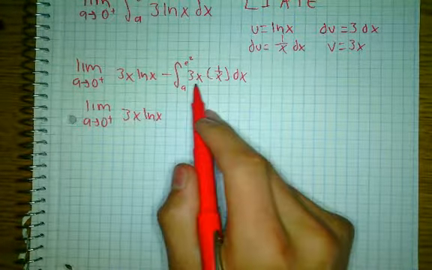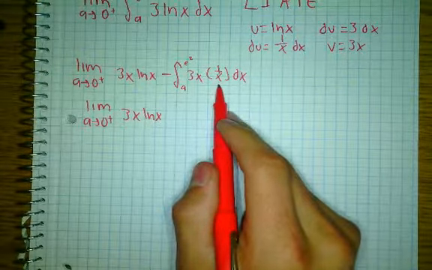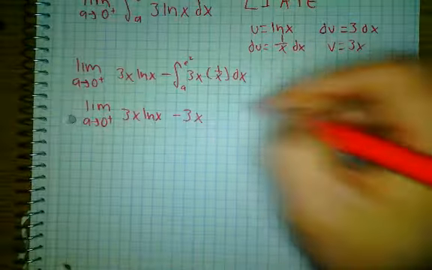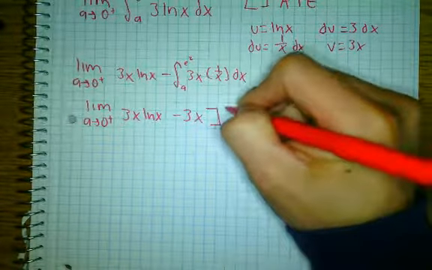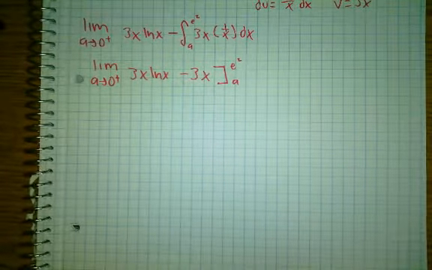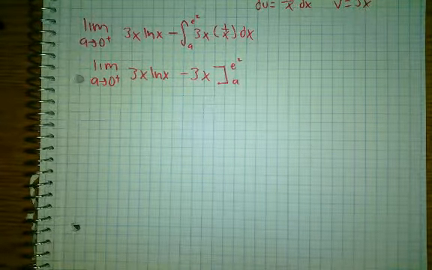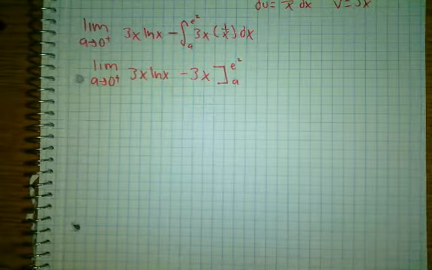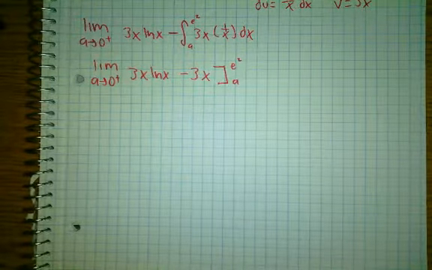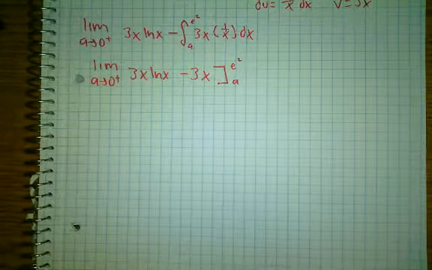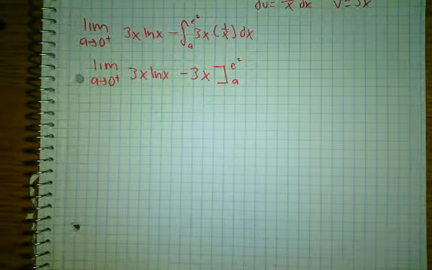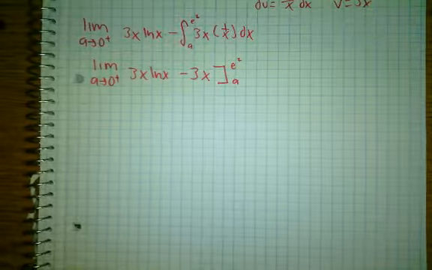Doesn't this just become 3? What's the integral of 3? 3x. So minus 3x, from a to e squared. Now let's pause. You could memorize the integral of natural log of x, but you don't have to. You have integration by parts. It really didn't take that long. It wasn't that bad. But anyways, here's where we're at. Now what?